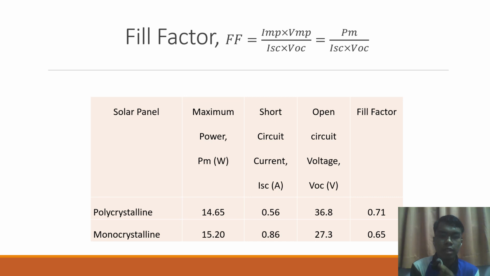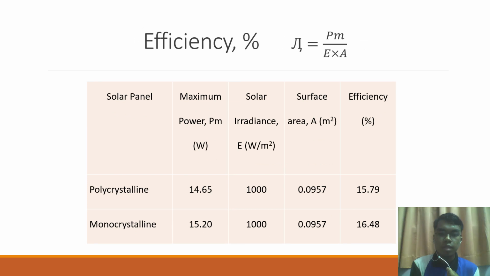Next is the fill factor. Using the equation, we found that the fill factor for polycrystalline solar panel is higher than the monocrystalline solar panel. Last but not least, we calculate the efficiency of the solar panel using the equation maximum power over solar irradiance times the surface area of the solar panel. We get polycrystalline efficiency is 15.79% and monocrystalline 16.48%.